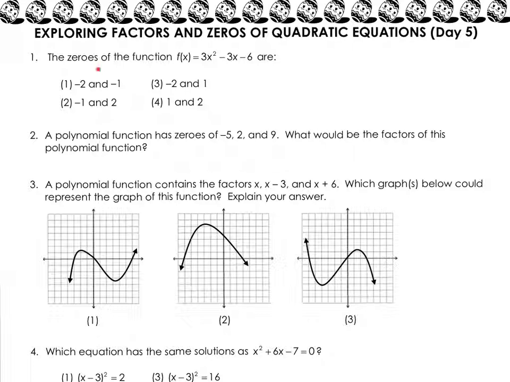So the zeros of the function f of x equals 3x squared minus 3x minus 6 are, and then we're given options. In order to solve this, we need to figure out what the zeros are. And we have a couple of options to do this. We can complete the square, or we can use the quadratic formula, or we can factor.